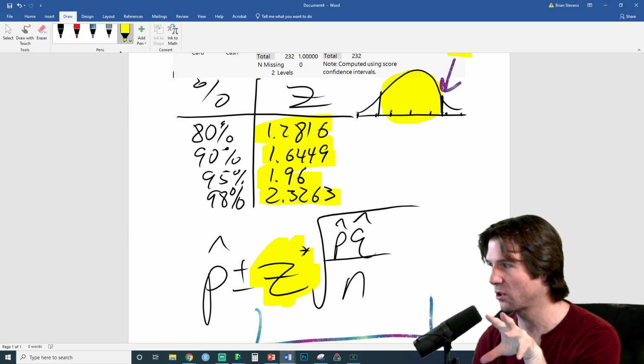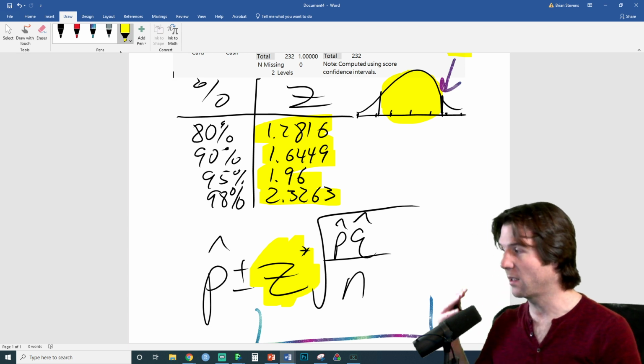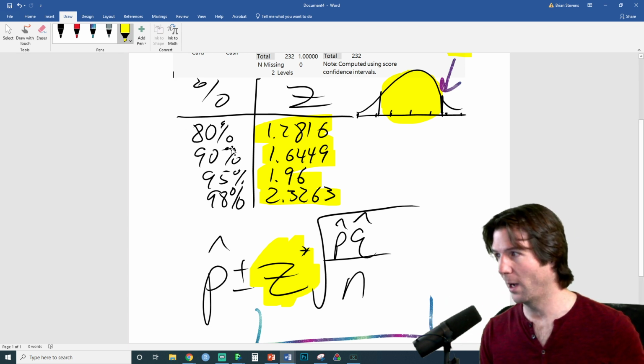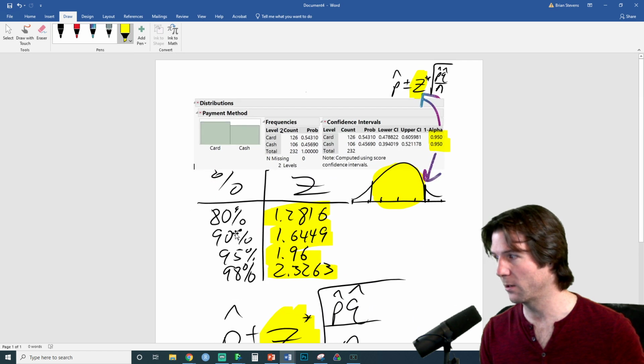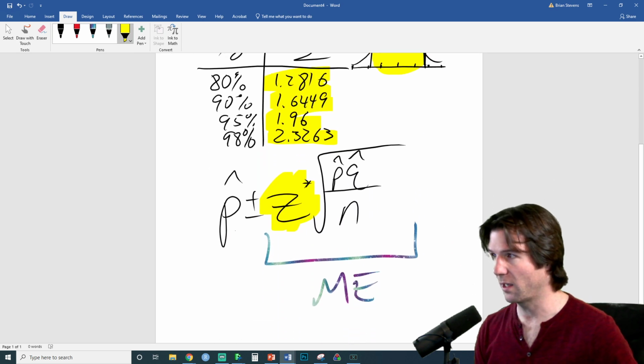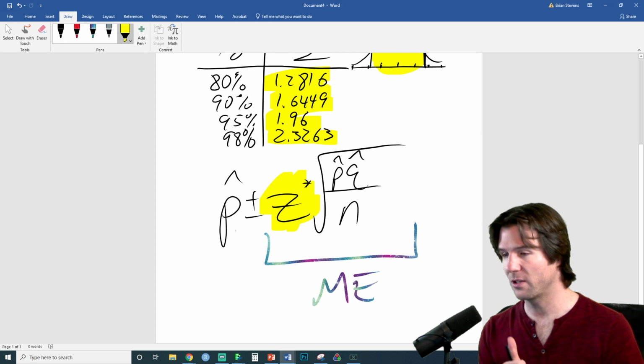Does that make sense there, Sarah? That your percent confidence relates to how big your margin of error is. So this whole thing right here is the margin of error. And your percent confidence, you got it. Nice job. Great job, Sarah.